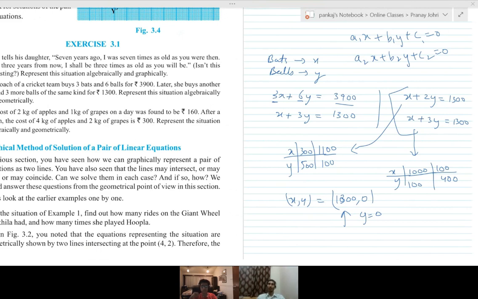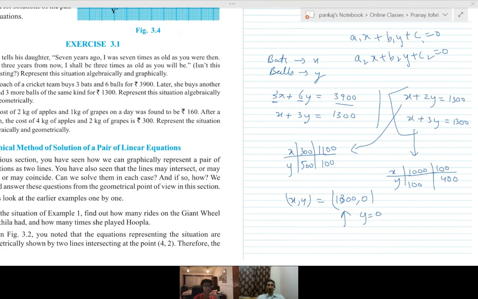What are the three cases that are possible? Intersects at one point, parallel, or coincident. Great. So this is what we have studied in this class. This was the gist of this. So continue with the next question, and probably we'll stop then. You can continue the third question.